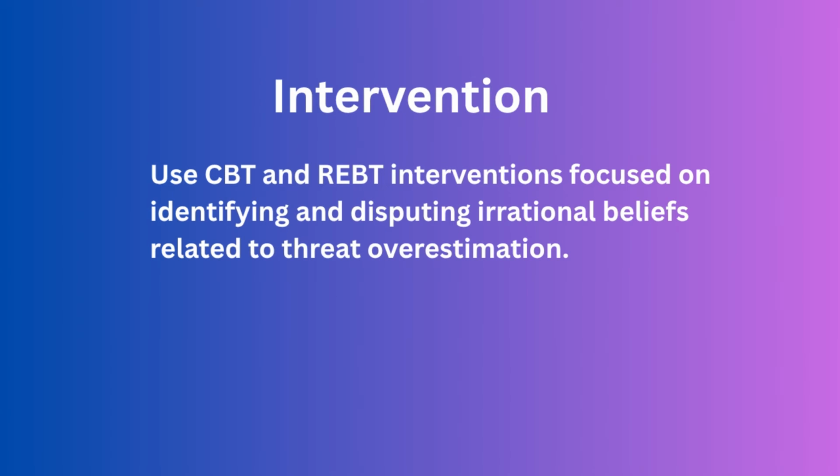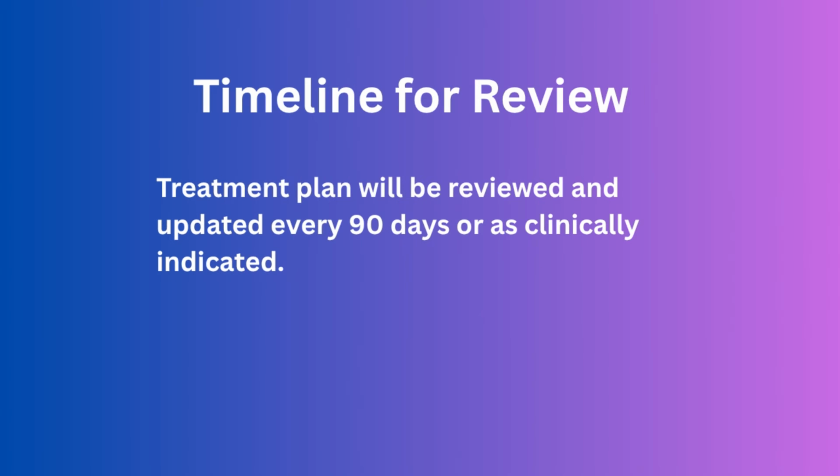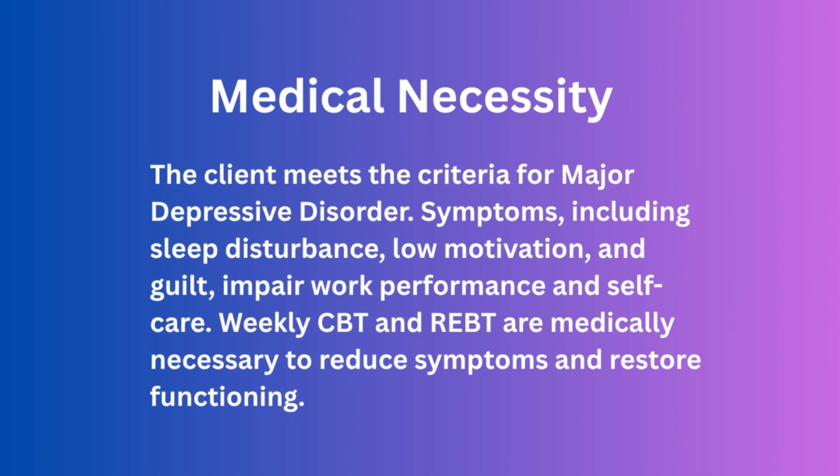Intervention. Here's where you tie in your modality. What will you do? Example, use CBT and REBT interventions focused on identifying and disputing irrational beliefs related to threat overestimation. Timeline for review. Finally, note when you'll revisit the plan. 90 days is standard. You can write, treatment plan will be reviewed and updated every 90 days or as clinically indicated.